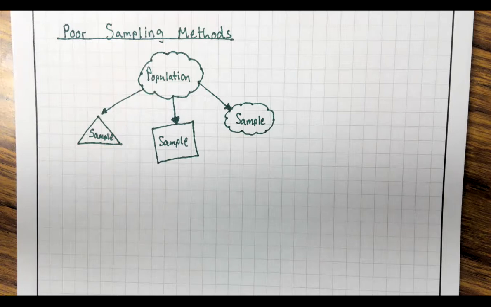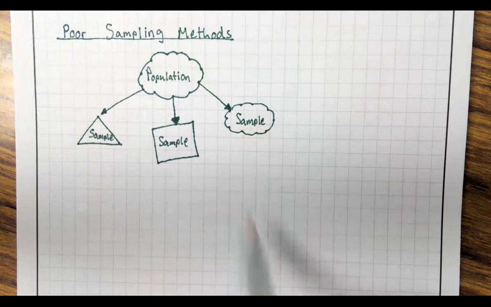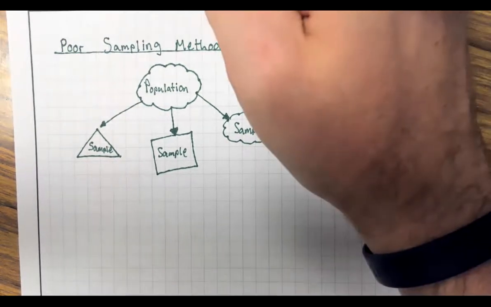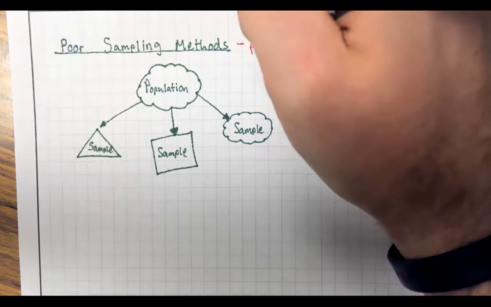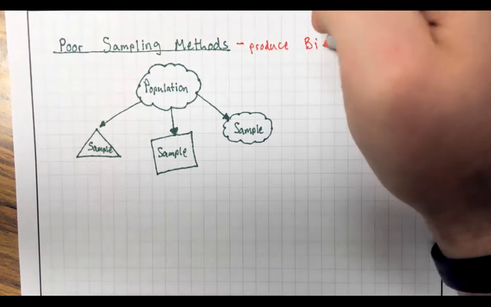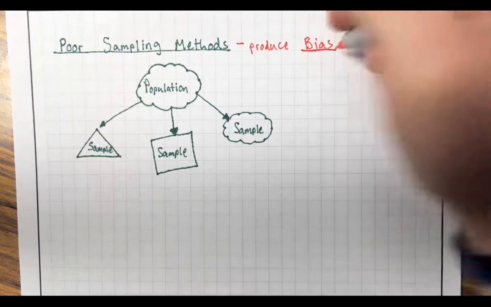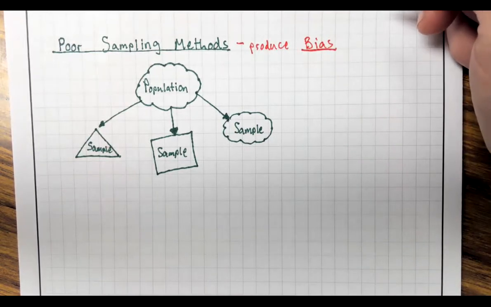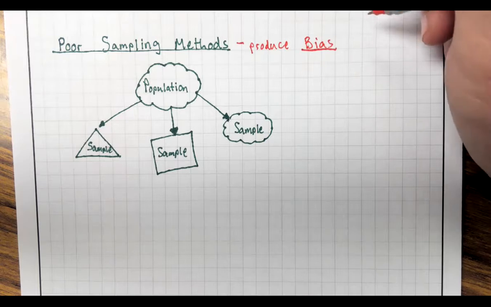Now, I'm just going to talk about the 2 poor ways of collecting data in this video, and then later on, we'll talk about good ways to sample. So poor sampling methods are poor because they produce this thing called bias. They produce bias. And bias is bad. That's really the goal. You want to eliminate as much bias as possible.